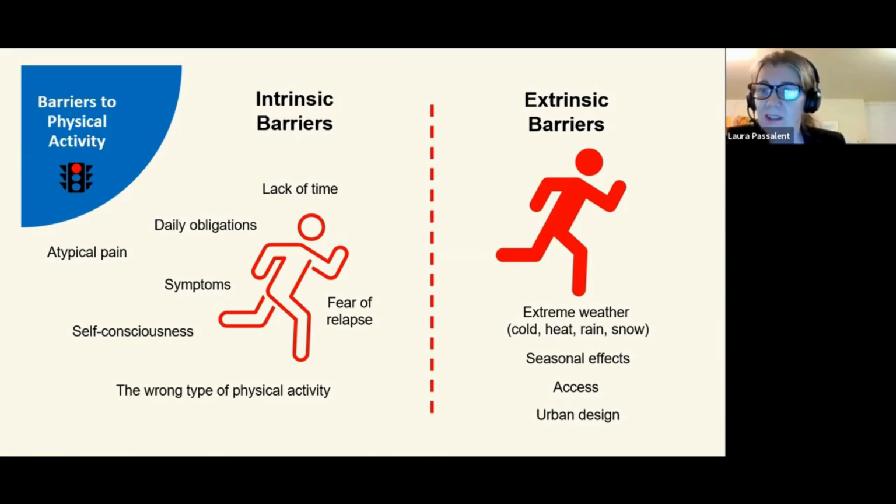Access, again, was another barrier identified, particularly for people who were not living close to exercise facilities, community centers. There were cost issues involved, and again, time of day issues. And the other thing that was interesting that came up was the role of urban design. So people talked about lack of parks, bike paths, walkability, and the concern for personal safety as an extrinsic barrier to engaging in physical activity.